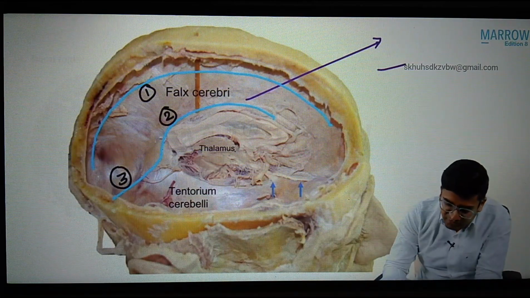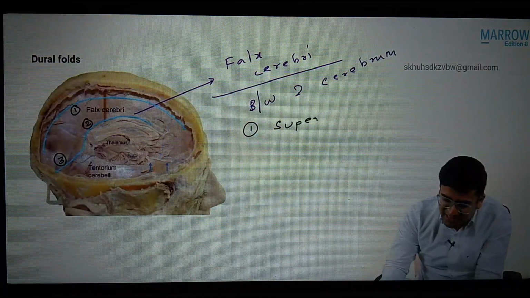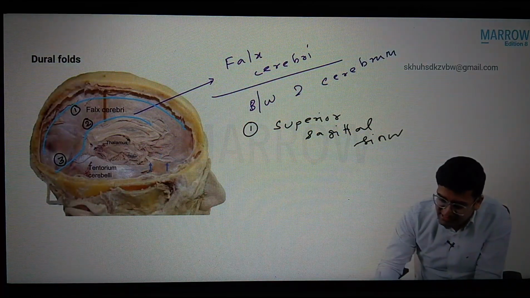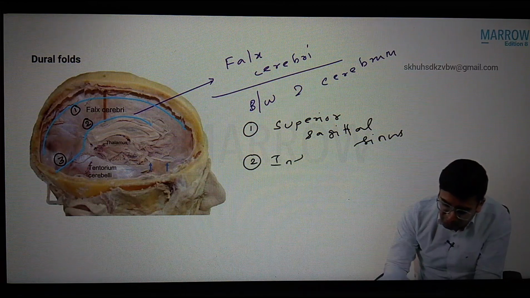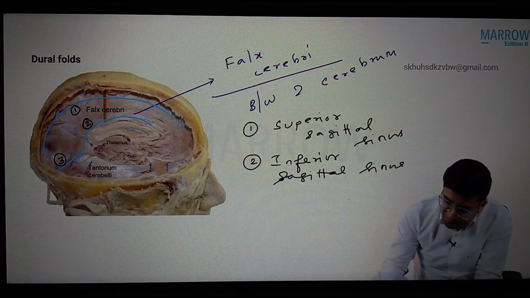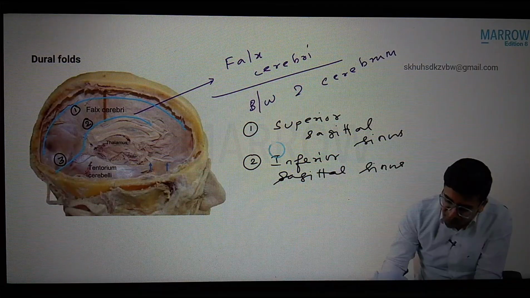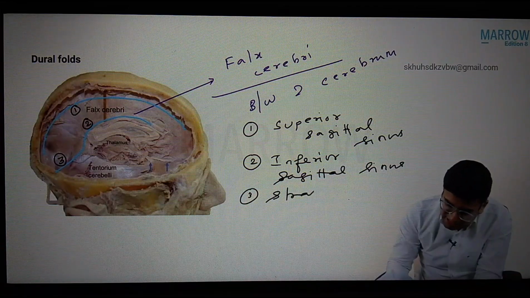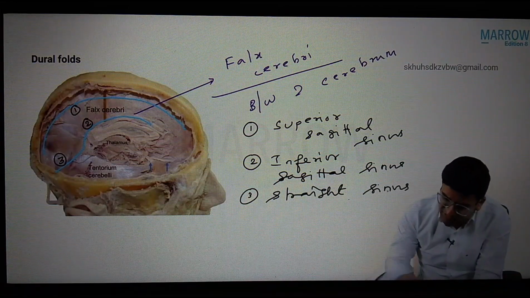What are those? Number 1, superior sagittal sinus. Number 2, inferior sagittal sinus. And number 3, straight sinus.